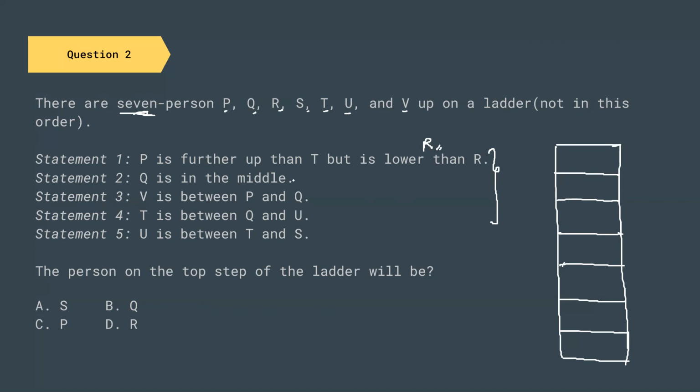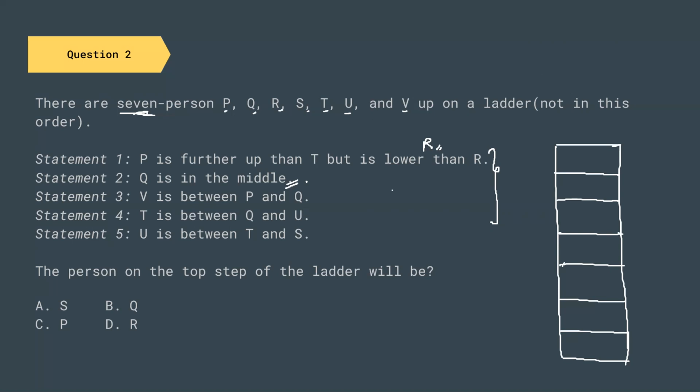Q is in the middle. This is an absolute position. Middle is an absolute position. So whenever you're doing some arrangement, find out the person or the information that is giving you the absolute position. Start with that and then start to fit around the relative position against that absolute position.